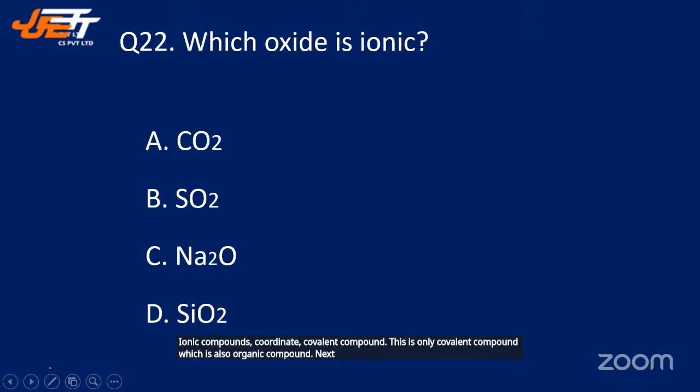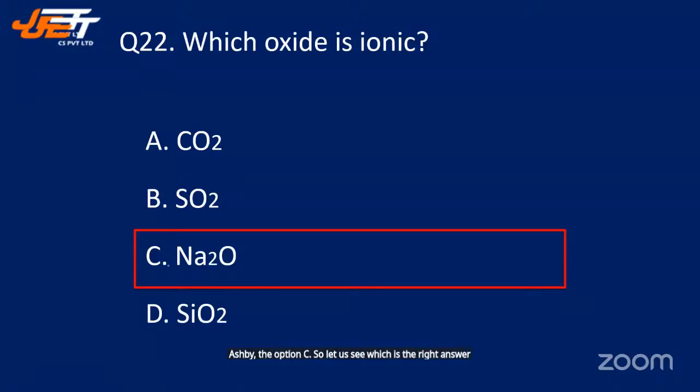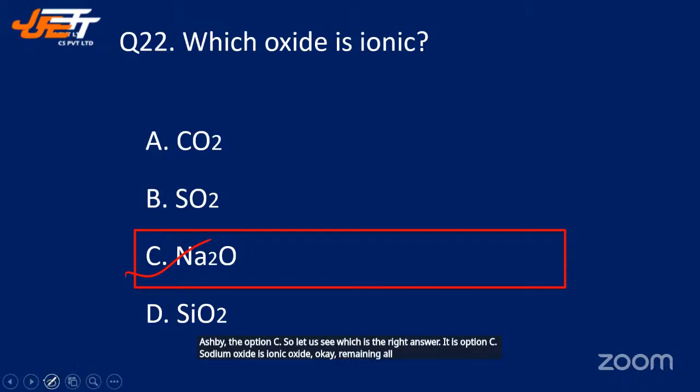Next question. Which oxide is ionic? Carbon dioxide, sulfur oxide, sulfur dioxide, sodium oxide, or silicon dioxide? Which oxide is ionic in nature? Yes, students, give the guess. Pranita has mentioned it as option 3, sodium oxide. Rahul has mentioned it as option C. Navtej, option 1. Ashvita, option C. So let us see which is the right answer. It is option C. Sodium oxide is ionic oxide. Remaining all are non-ionic compounds.